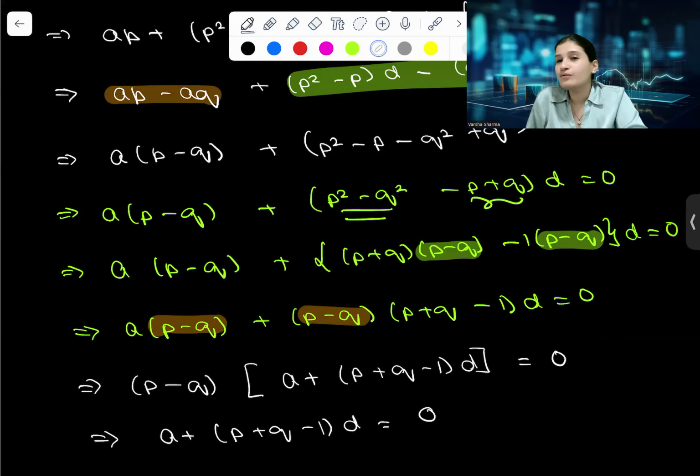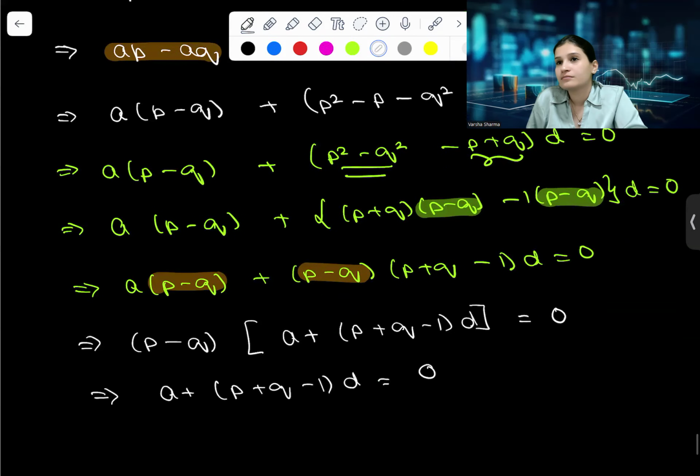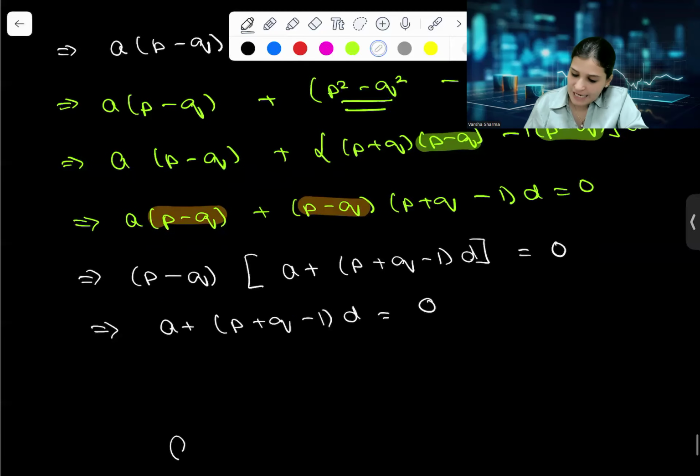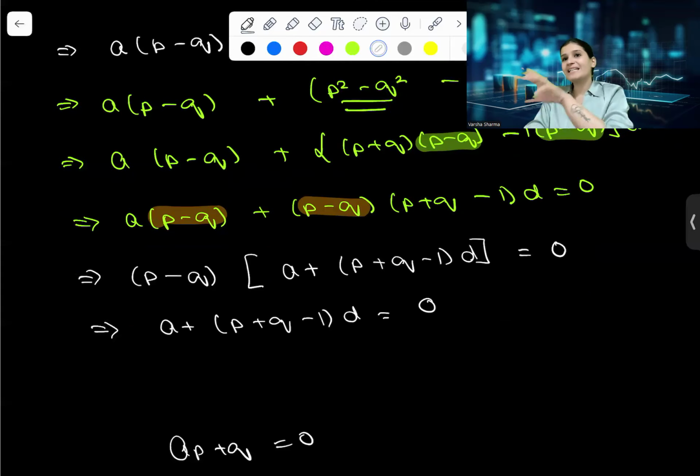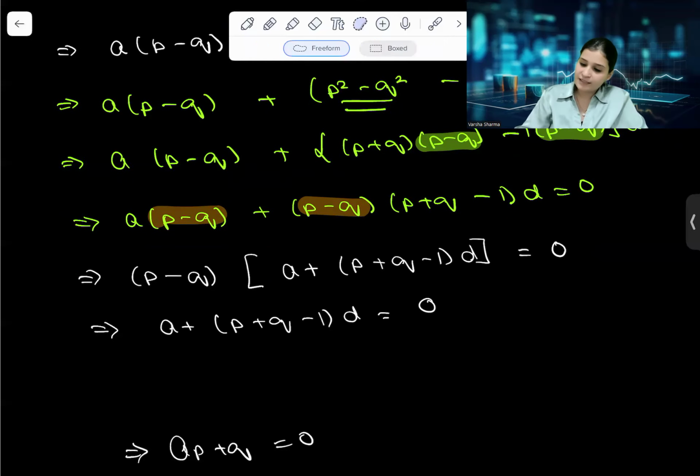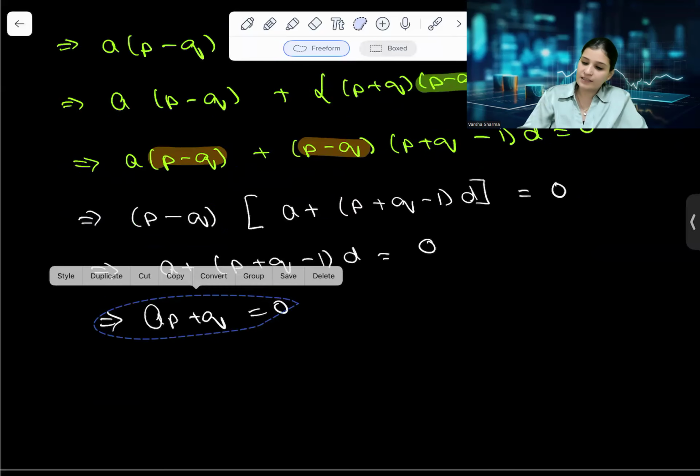What were we asked to prove? We were asked to prove A P plus Q equals 0. P plus Qth term. So nth term is A plus n minus 1 into D. Rth term is A plus R minus 1 into D. A P plus Q will be A plus P plus Q minus 1 into D, which is just what we proved. This is 0.